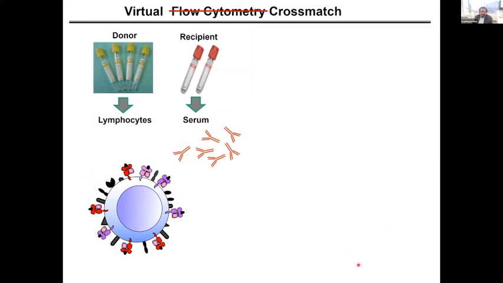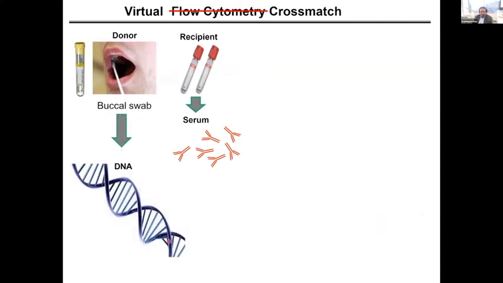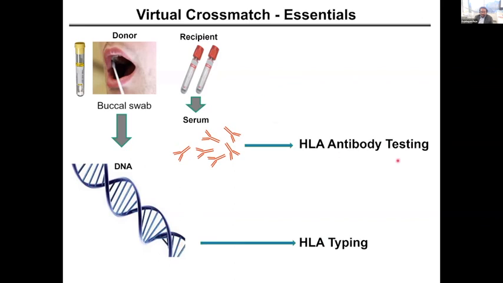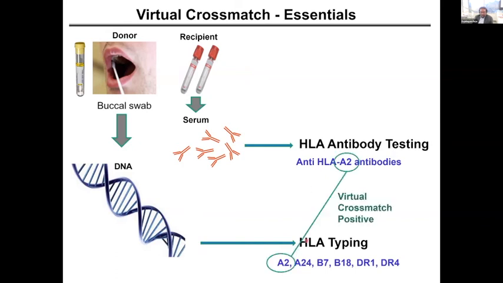You don't need any flow cross match. You don't need a lot of samples. All you need is a buccal swab to get the DNA, get the typing, then antibodies by single antigen assays. If you know the antibodies, for example, the patient makes A2 antibodies, and the donor typing carries the A2, then you know there is a donor specific antibody. And you know how much antibody the patient has in terms of MFI. So you can literally predict the compatibility or the risk of the transplant outcome.